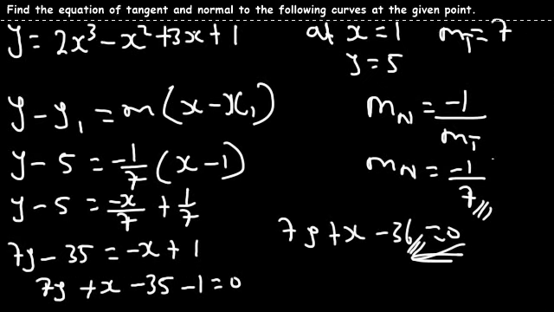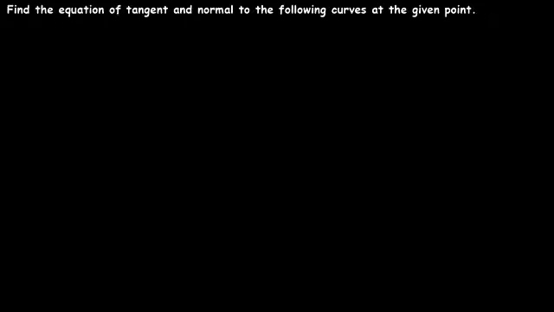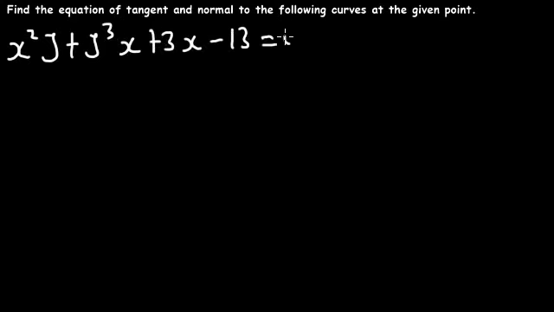So let's consider something different this time around. Find the equation of the tangent and normal line to the following curve at the given point. Consider the function x squared y plus y cubed x plus 3x minus 13 equals 0 at the point (1, 2). The goal is to determine the slope and the equation of the tangent and normal line to this curve. This curve we are having is an implicit function, or implicit curve.